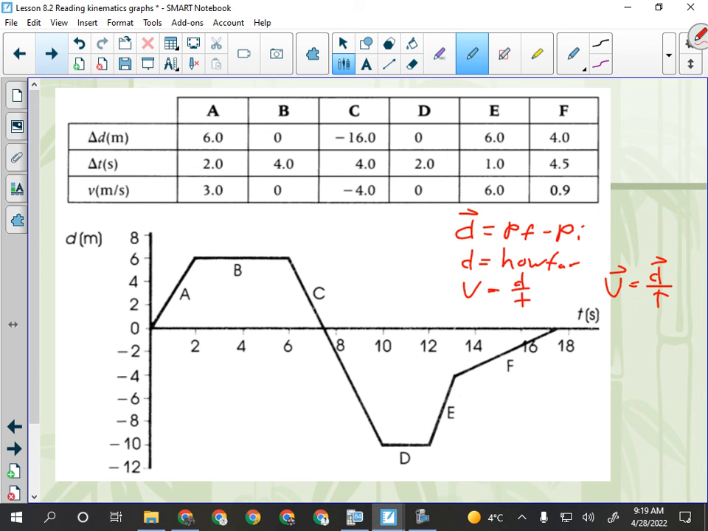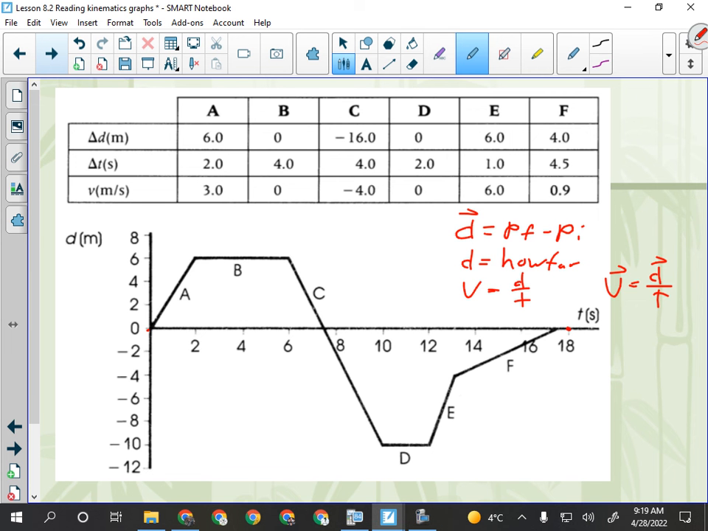Now probably a bunch of you are going, huh? Why is it 0? Displacement is your final position minus your initial position. What's my final position? 0. What was my initial position? 0. What's my total displacement? 0.